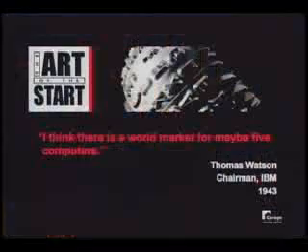Let me give you some documented bozosity to show you how dangerous bozosity is. I think there's a world market for maybe 5 computers.